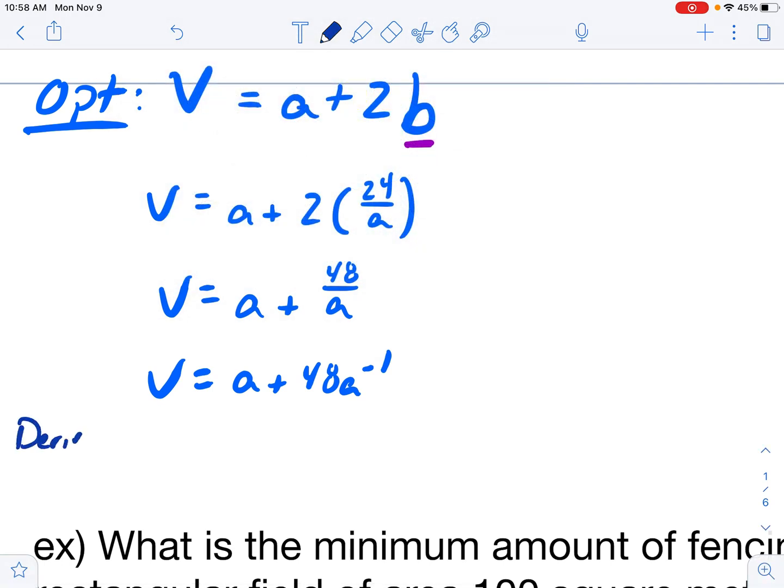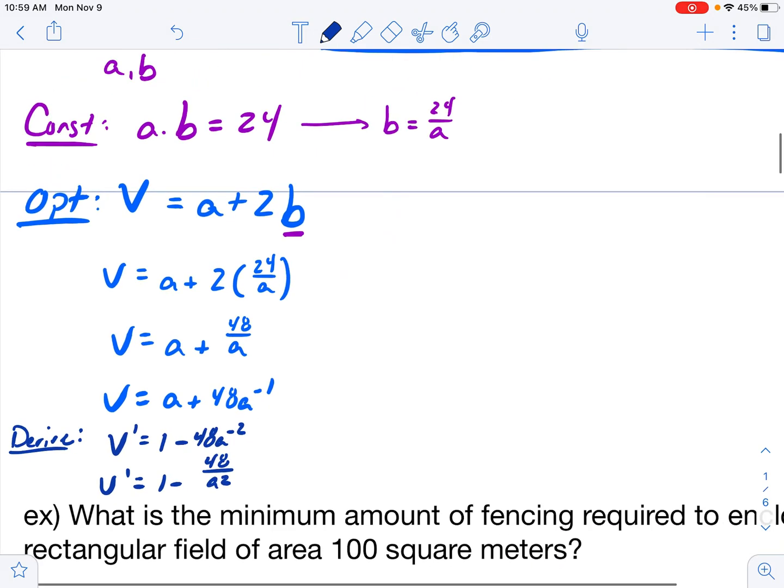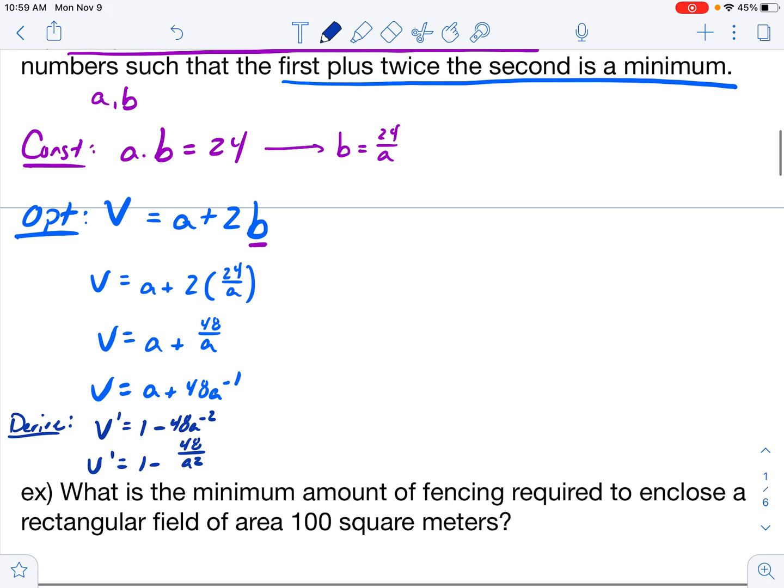Taking the derivative. I'll call it v prime. You can call it dv over dA if you want. We're taking the derivative with respect to A. So I'm going to get 1 minus 48A to the negative second, or 1 minus 48 over A squared. There's the derivative of the value we're looking for. Okay, so what are we going to do? We're going to set that equal to 0 to find the critical point.